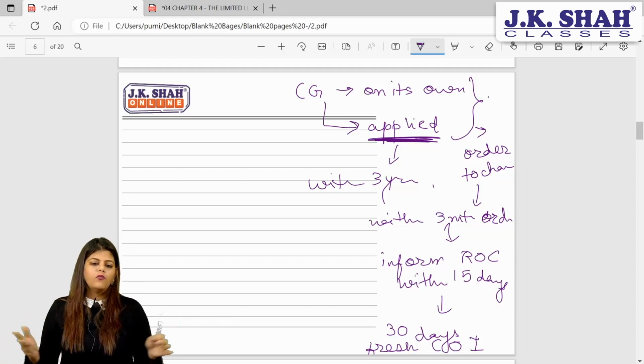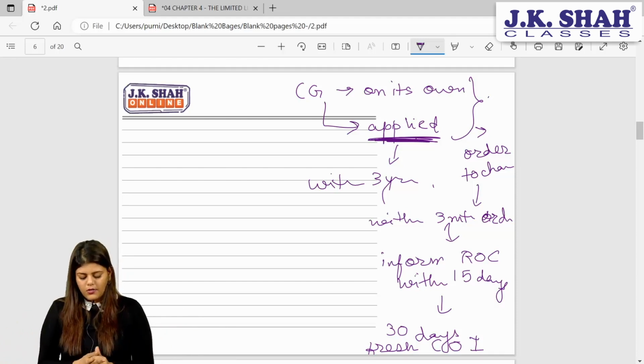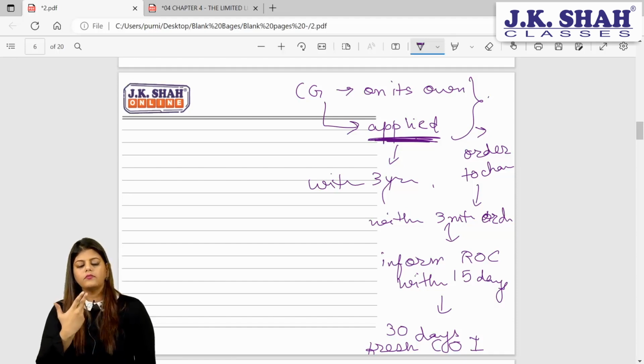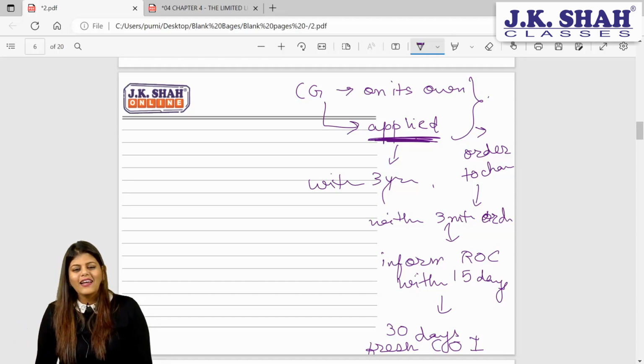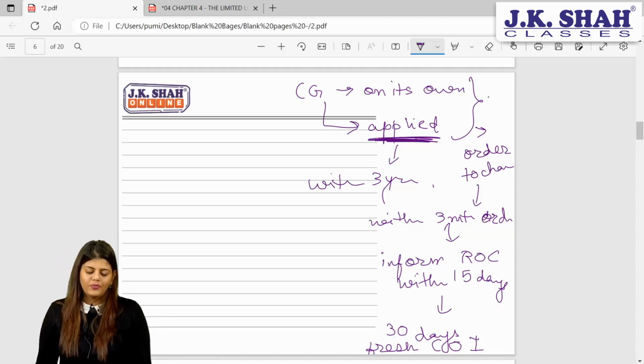Now, the government orders you to change the name. If you change the name within 3 months, okay. If you don't change the name within 3 months, basically you tell the government, we will not change it, do whatever you want. Then the government says, okay, wait.